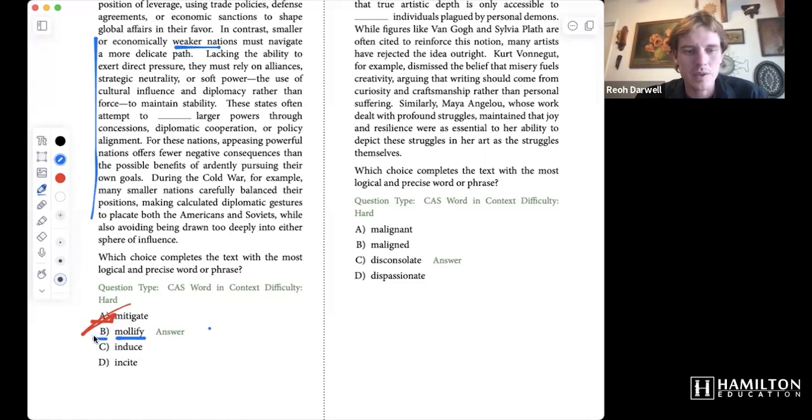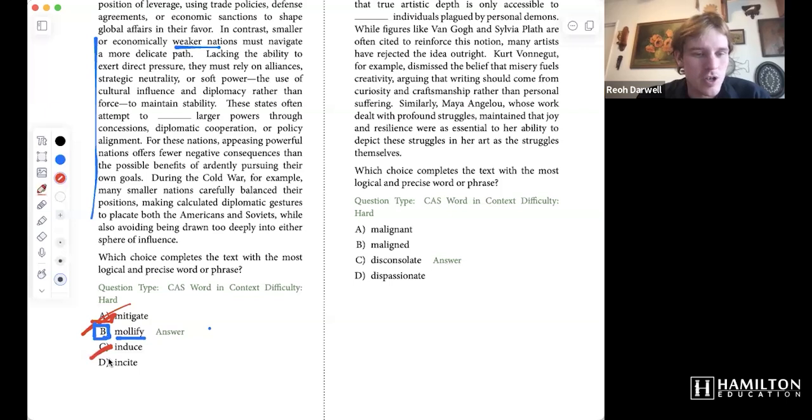Okay, so mollify, this works perfectly here, right? Small things, weaker things, trying to appease the strength of someone else so they don't get beat up. To induce something is to cause something about, right? To induce a larger power would be to like ask for help from God or something like that, basically. That doesn't really make sense here.